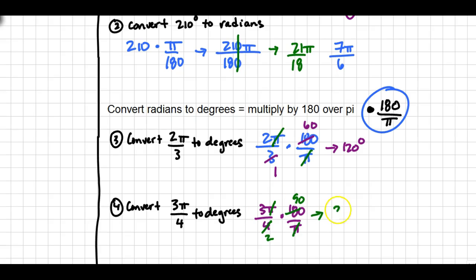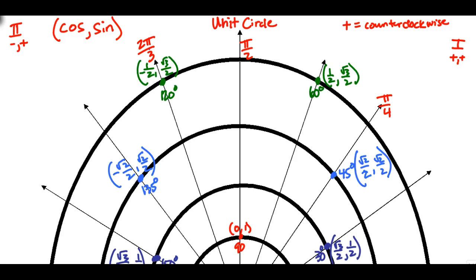3 times 9 is 27, but there is a 0 there, so it's 270. I still have a 2 on the bottom. If I cut 270 in half, I get 135. Again, I used a little bit of calculator help to get some of that work done. So 135 degrees is the same as 3 pi over 4 radians. So 135 is the same as 3 pi over 4.